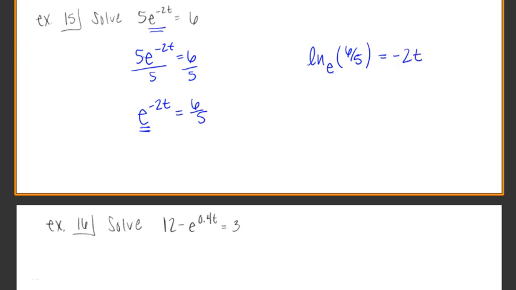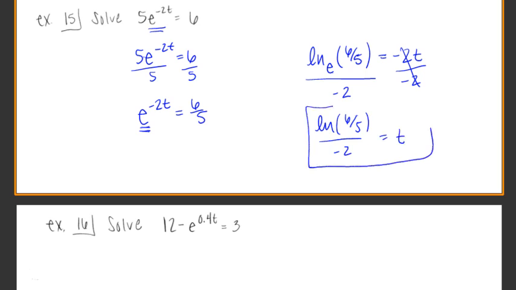Okay, just like that. And in the last step, all you have to do in order to get the t by itself, obviously, is divide off that coefficient. So divide by -2, and there's your answer. So the natural log of 6/5 divided by -2 is equal to t. And all I would have to do is plug that in a calculator, and I would have my exact answer because you're taking the natural log of 6/5.